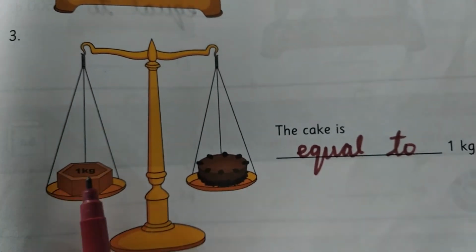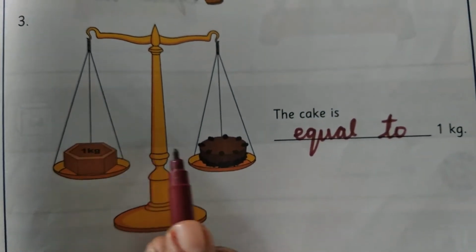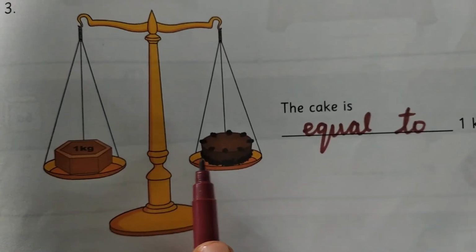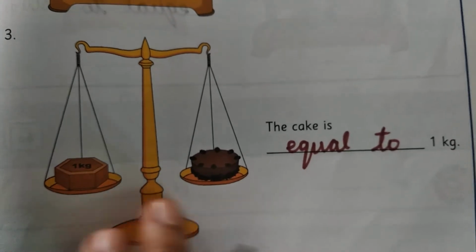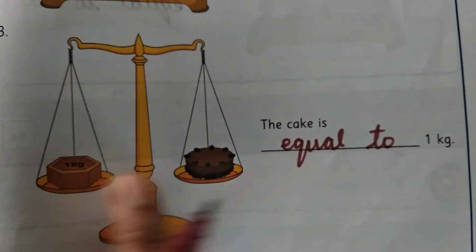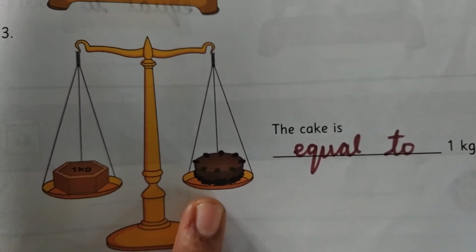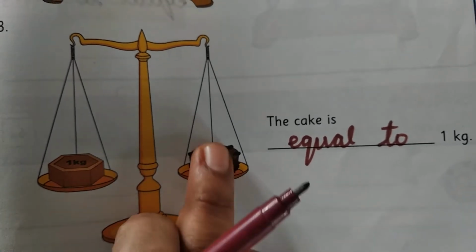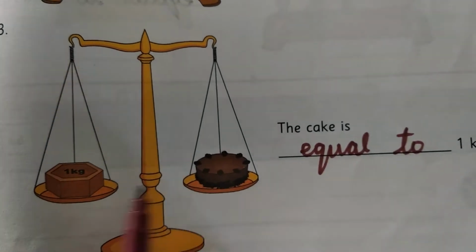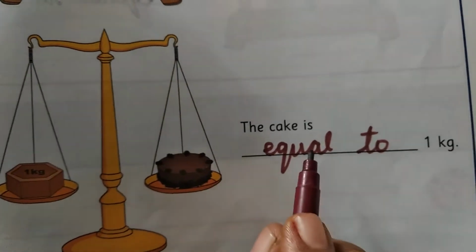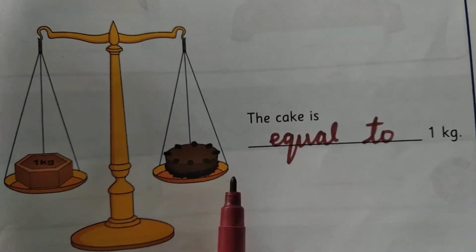And see here in this picture, both the plates are in equal position. Does any side move down or up? In this picture, can you see any side moving up or down? No. Yes, so both the plates are equal. So the cake is equal to 1 kg.